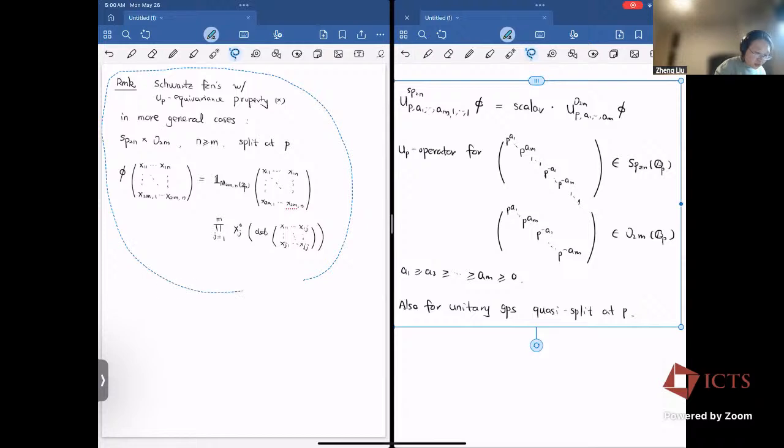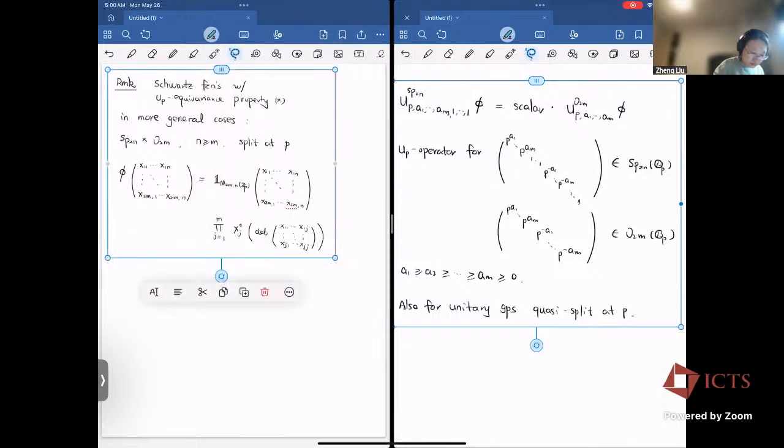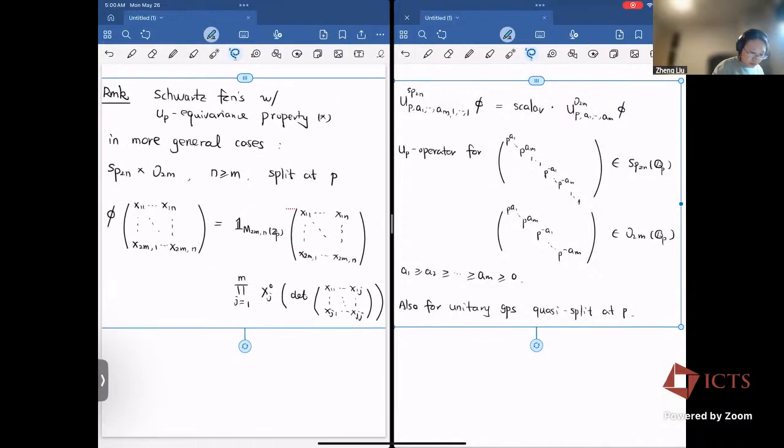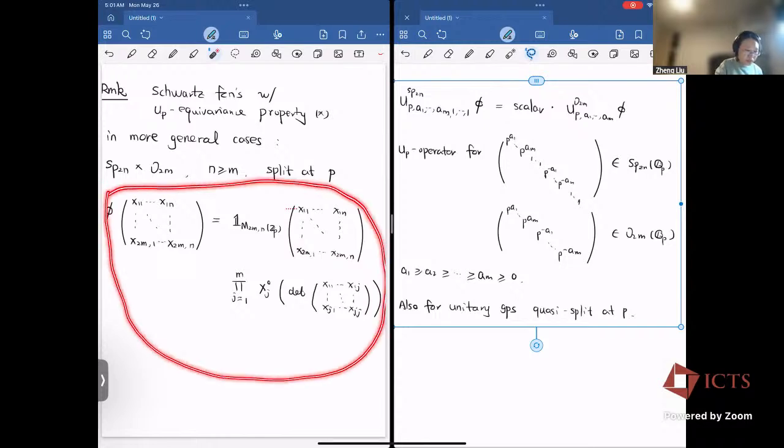For the more general cases, we can do something similar. In general, if we consider Sp(2n) and O(2m), where n is larger than or equal to m, and split at p, then we can consider a Schwartz function with this similar shape.